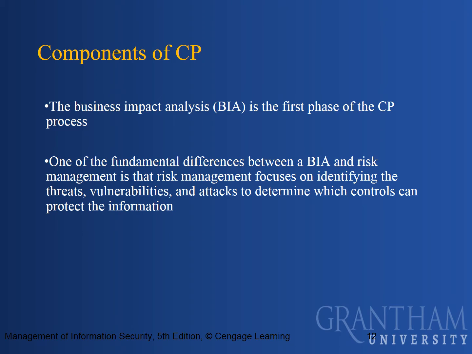The business impact analysis, BIA, is the first phase of the CP process. The BIA assumes that controls have been bypassed, they have failed, or have otherwise been proved ineffective, that the attack succeeded, and that the adversity that was being defended against has come to fruition.